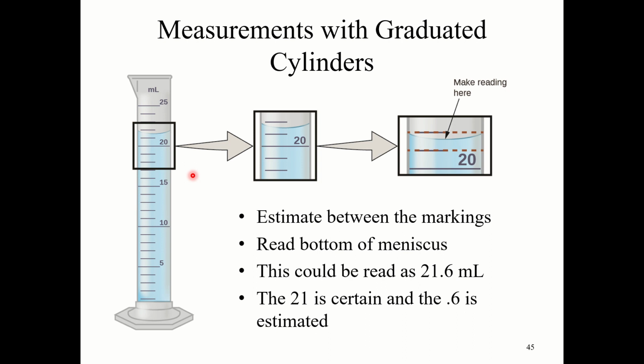So in this situation, this graduated cylinder is marked every milliliter. So I am certain that the water in this graduated cylinder occupies at least 21 milliliters, but the final digit there I'm not certain of. It's somewhere between 21 and 22, so this could be read as 21.6 milliliters. The 21 is certain, and the 0.6 is estimated.